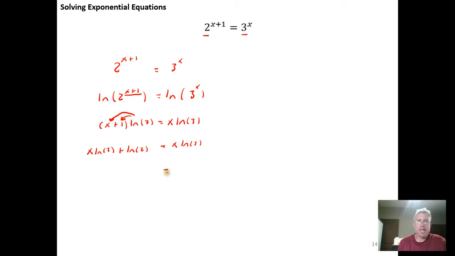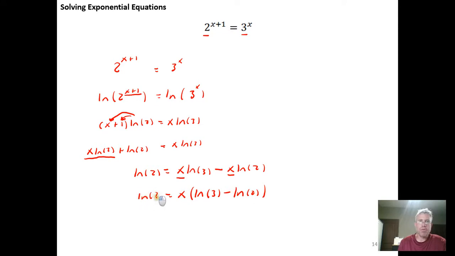And then to get the x's all on the same side, I'm going to subtract x natural log of 2 from both sides. So on the right hand side, I'm going to get my x natural log of 3 minus my x natural log of 2, and I'm left with just a natural log of 2 on the left hand side. And then what I'm going to do is factor the x out, which will leave me with natural log of 3 minus natural log of 2 equaling the natural log of 2 on the left hand side.